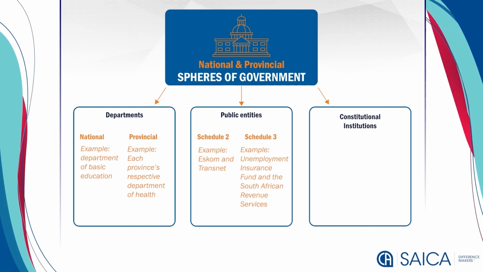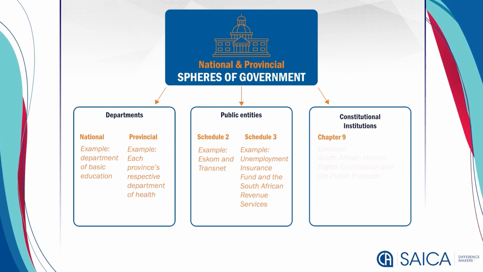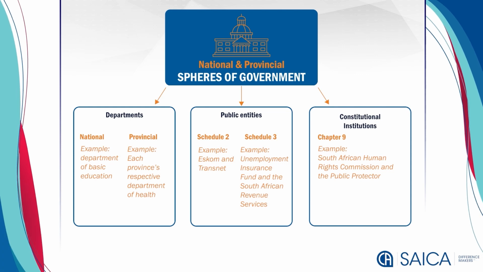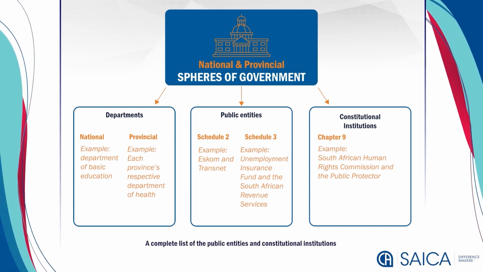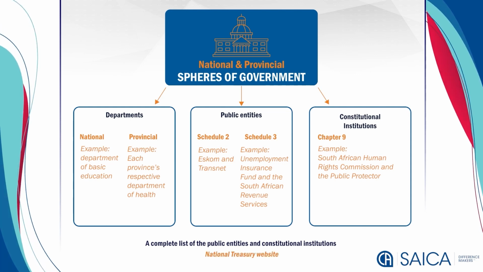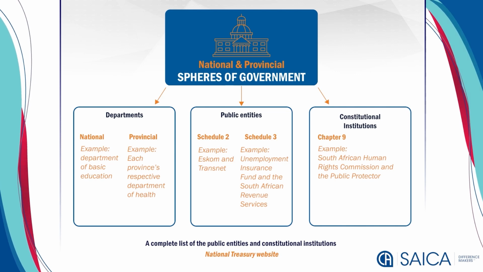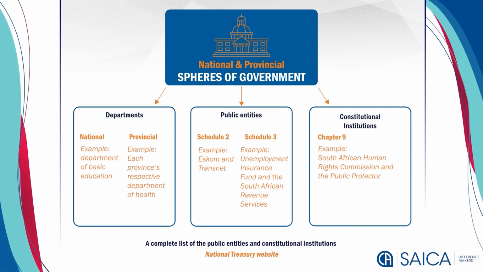Constitutional institutions are mentioned in Chapter 9 of the Constitution. Examples of such institutions are the South African Human Rights Commission and the Public Protector. A complete list of the public entities and constitutional institutions is available on the National Treasury website. Note that in the event of any inconsistency between this Act and any other legislation, this Act prevails.